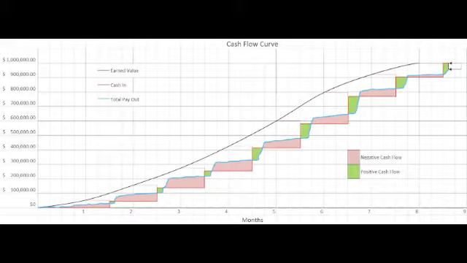The black line represents the earned value amount, which is the total amount stated in the contract. The red line represents the cash-in amount, which is the amount of money received from the owner or from the financer. The blue line represents the total payout, which is the money paid to the subcontractors or paid for materials or any self-performed work.